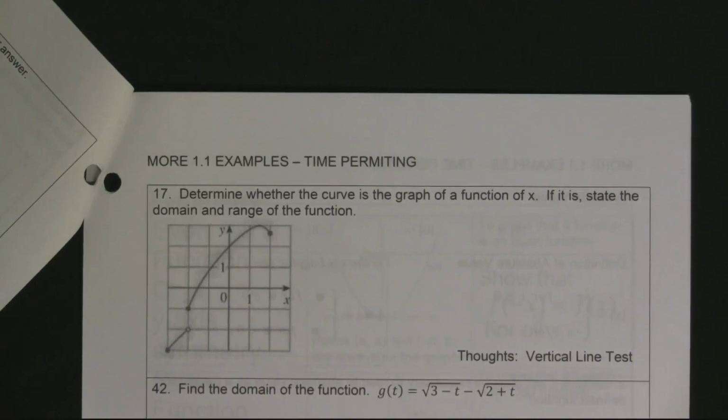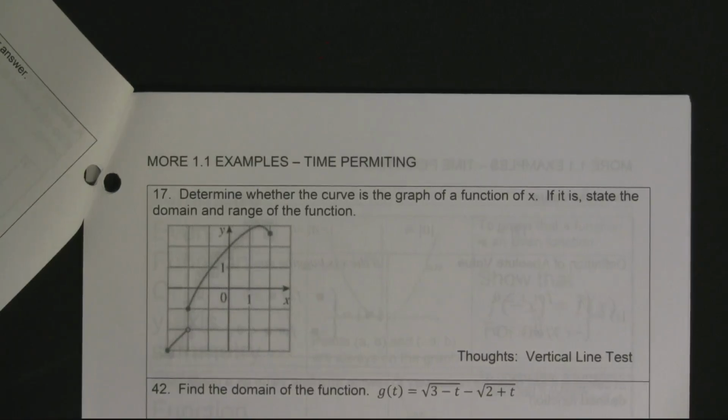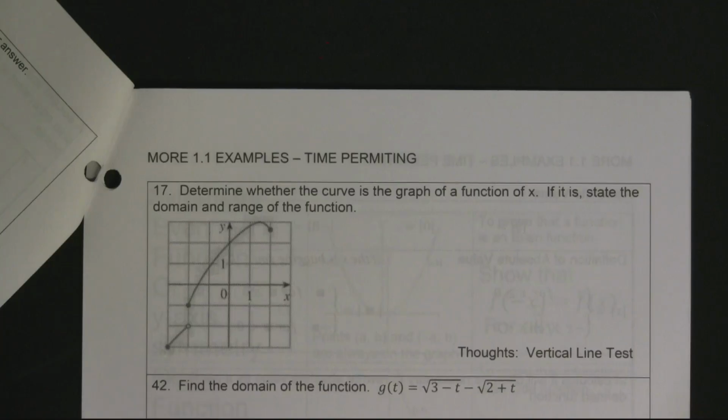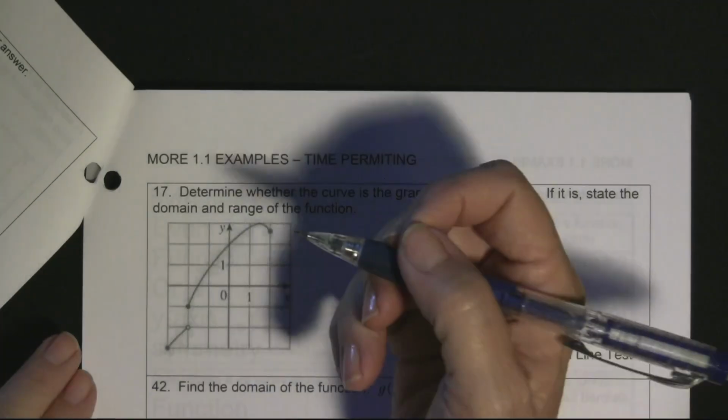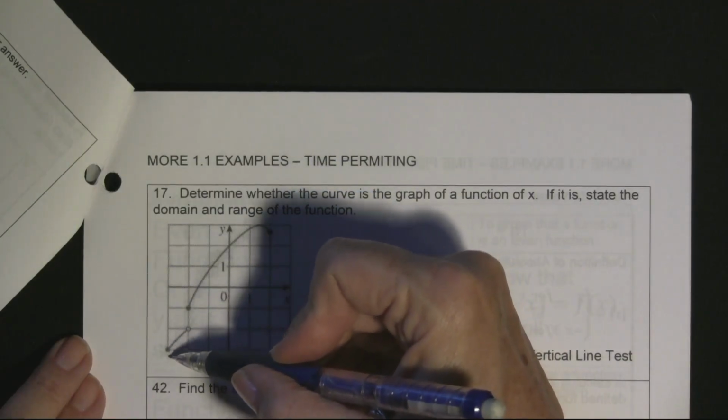And so it says, determine whether the curve is the graph of a function of x. If it is, state the domain and the range of the function. So our thought when we're given a graph and we're asked whether or not it's a function is the vertical line test. And so I start thinking about vertical lines and only hitting the graph one time.